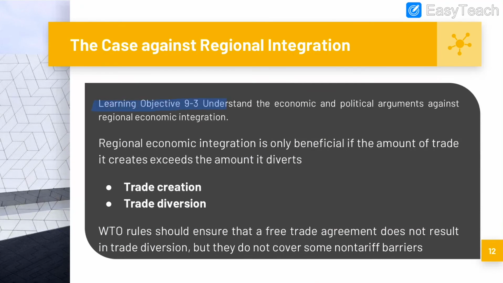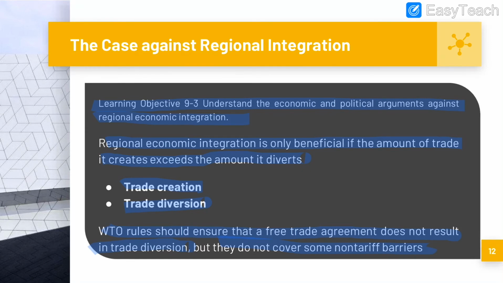Then we go to learning objective number 3: understand the economic and political arguments against regional economic integration. Regional economic integration is only beneficial if the amount of trade it creates exceeds the amount it diverts. There are two types of trade: trade creation and trade diversion. The WTO, World Trade Organization, rules should ensure that the free trade agreement does not result in trade diversion, but they do not cover some of the non-tariff barriers.